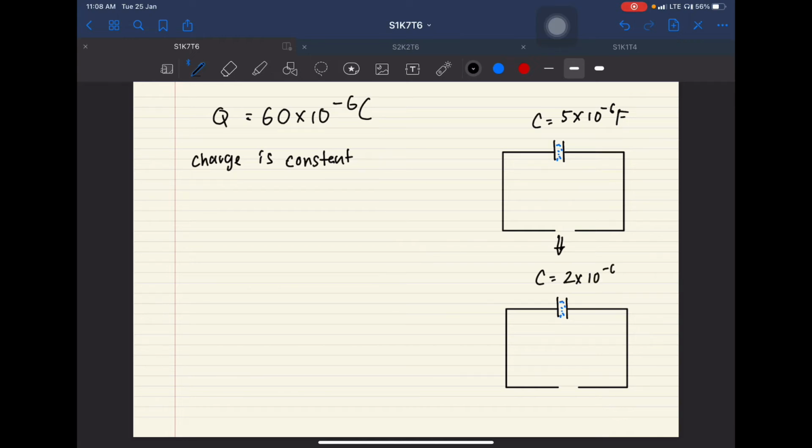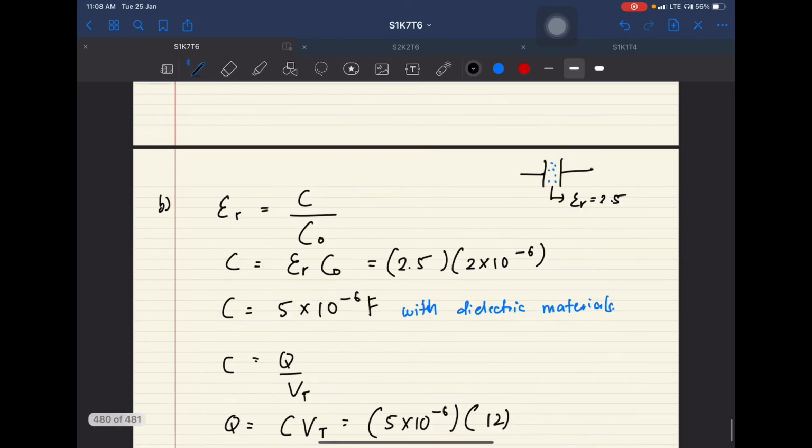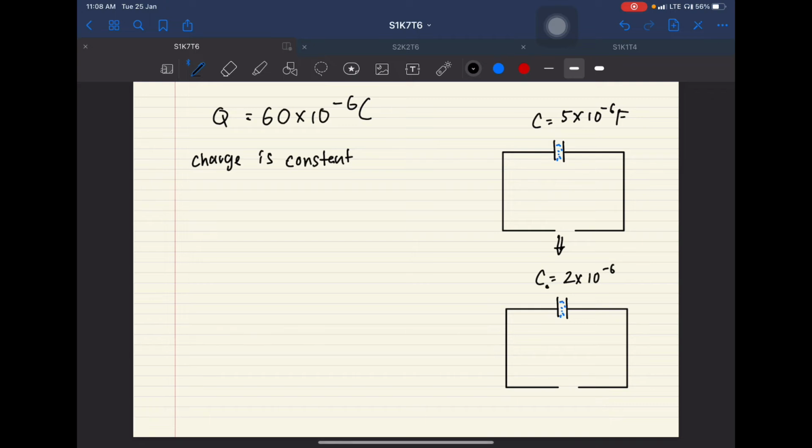2 times 10 negative 6, yes, 2. So it becomes C naught again. When the dielectric was removed, the charge remained the same again because the charge couldn't go anywhere else. The total charge Q will remain the same, but the difference will be the voltage because now the capacitance changes. So you can calculate a new voltage.